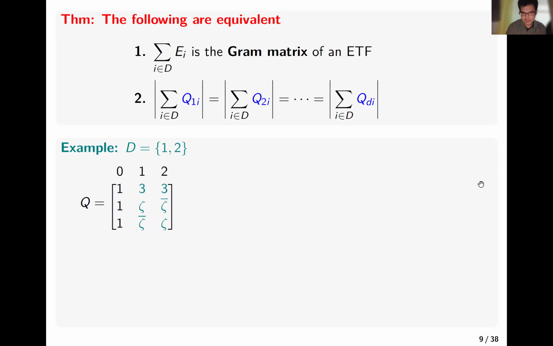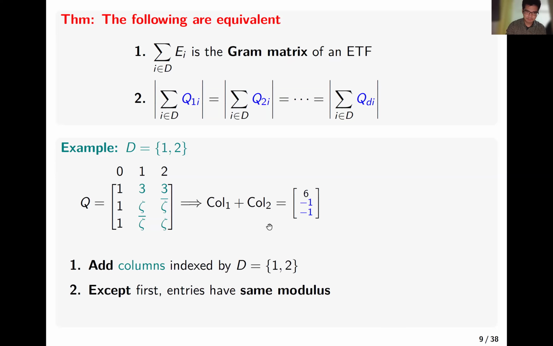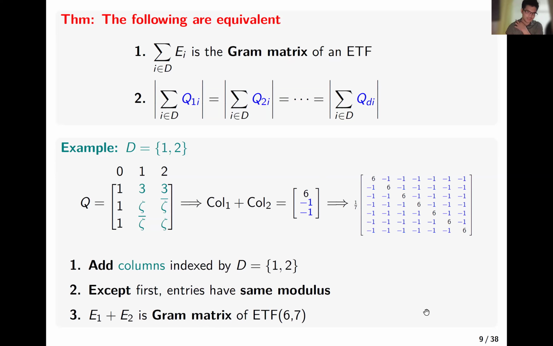Let's say I want to check if E1 and E2, adding those together, will give me the gram matrix of an ETF. So I'll start with my change of basis matrix over here, and then I'll add the first column and the second column. We start the indexing at 0. So I add these columns together. And then all I have to do is check that aside from the first entry, the other entries have the same modulus. So in this case, -1 and -1. Of course, they have the same modulus since they're equal. And that's all I need to check. That means that E1 and E2 is the gram matrix of an equiangular tight frame.